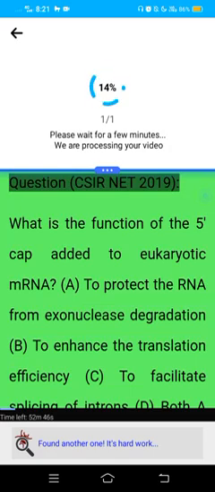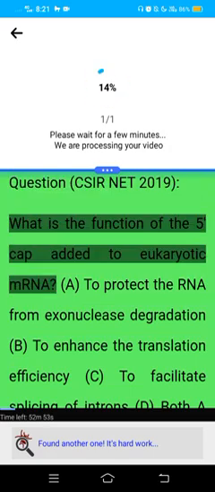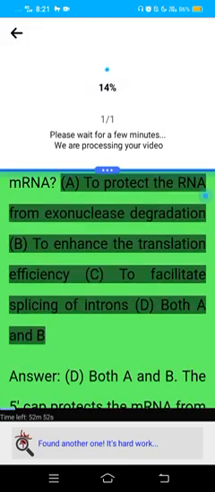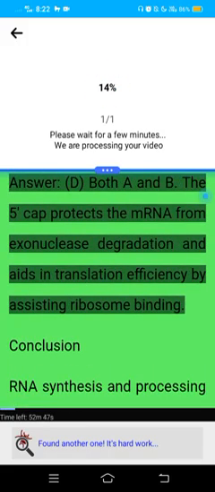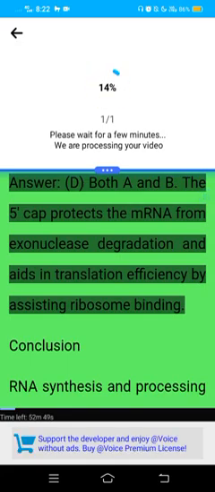Question. CSIR NET 2019. What is the function of the 5' cap added to eukaryotic mRNA? A. To protect the RNA from exonuclease degradation. B. To enhance the translation efficiency. C. To facilitate splicing of introns. D. Both A and B. Answer. D. Both A and B. The 5' cap protects the mRNA from exonuclease degradation and aids in translation efficiency by assisting ribosome binding.